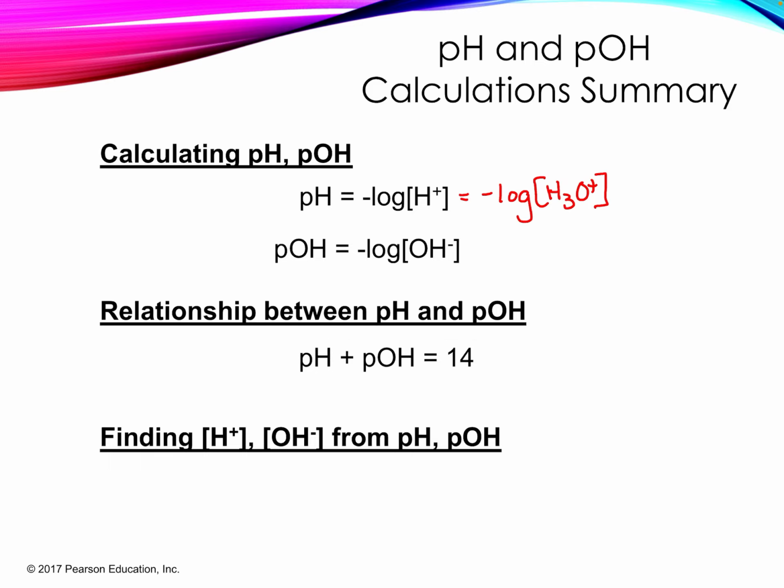pH and pOH, we can actually go between them really easily, and pH plus pOH is equal to 14, and it's actually 14.00 here. Okay, so if you know one, you can find the other. And then if you needed to find the hydrogen ion concentration, which is the same thing as the hydronium ion concentration, all the same thing, you would do 10 to the minus pH, and then if you needed to find hydroxide, you would do 10 to the minus pOH.